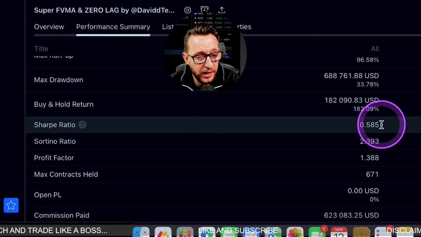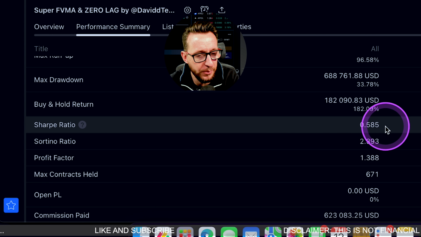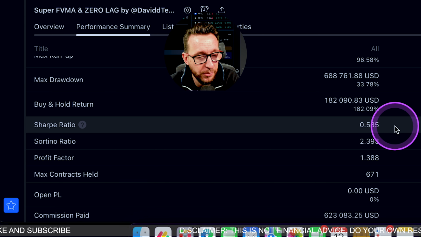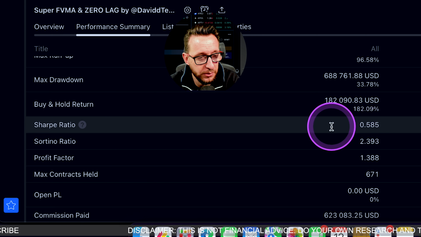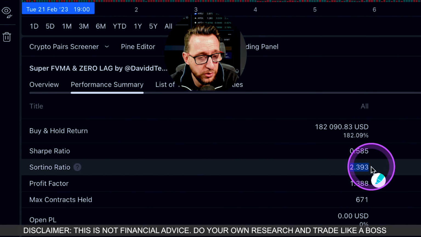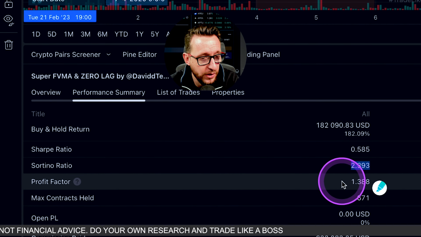Sharpe ratio is a little bit low for me to go away and trade this directly on bots without working on it anymore. We have a 0.58. I always like for that to be a 1. It's one of my rules in trading strategies that we have a Sharpe ratio of above 1. Sortino ratio is 2.3. As I increase my Sharpe ratio, of course, that's going to increase as well.